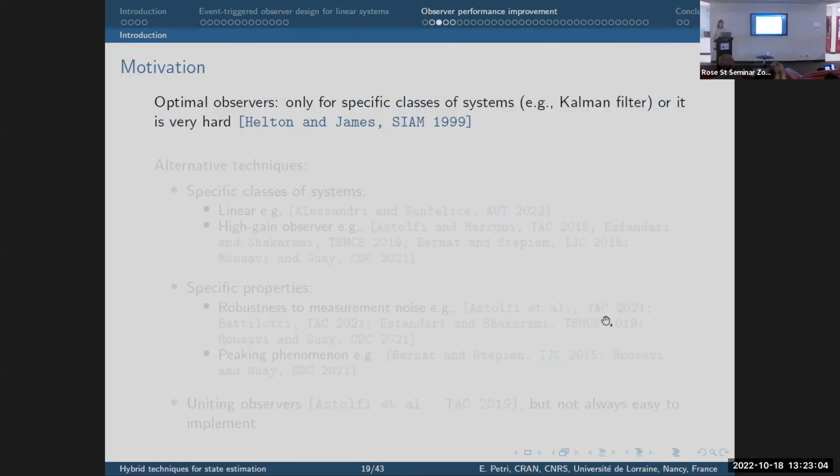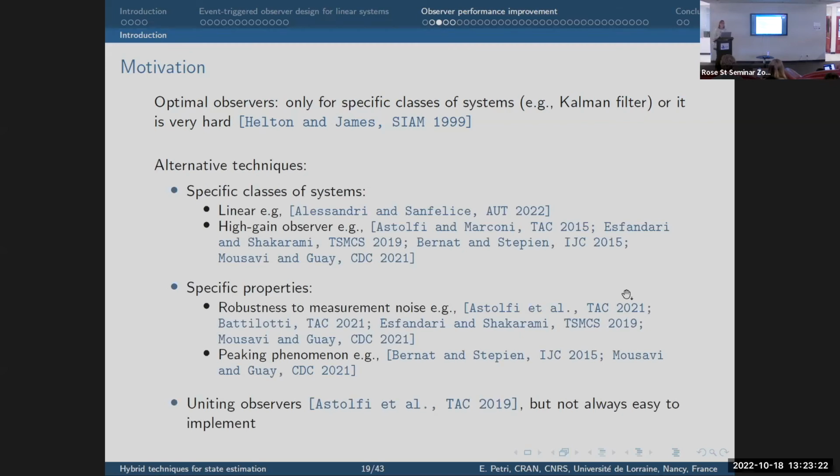Ideally, we would like to design an optimal observer, but solutions are available only for specific classes of systems, like for example the Kalman filter in the context of linear systems when the noise has a particular form, or is very hard for a general linear system. There are some works in the literature that try to improve the performance, but solutions are available only for specific classes of systems, like for example linear systems or the high-gain observer, or focus only on some specific properties, like the robustness to measurement noise, or reducing the undesired effect of the peaking phenomenon.